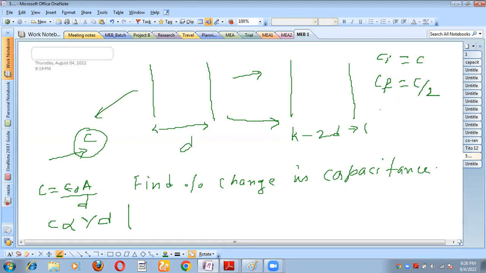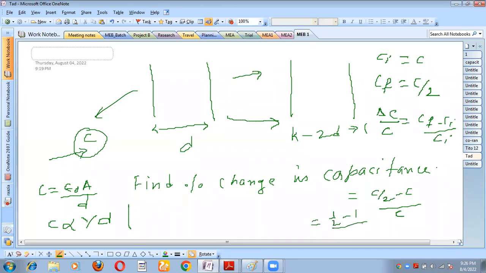So what is the percentage change? Percentage change is delta C upon C, means C final minus C initial upon C initial. So what is C final? C by 2. C initial is C. So we will get 1 by 2 minus 1 upon 1, means 1 by 2. It means 50%. So the capacitance will decrease by 50%.